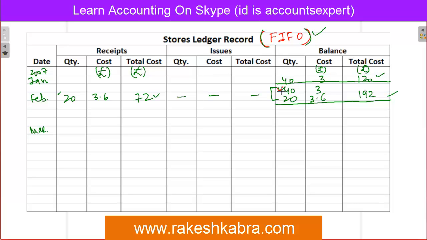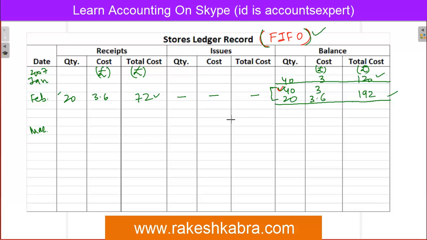So this is the old lot, and from this old lot we will assume that we sold, because we are following which method? FIFO method, first in first out. Whatever we bought first, we sold first. With this we will assume, whatever we purchase first, we will sell first.